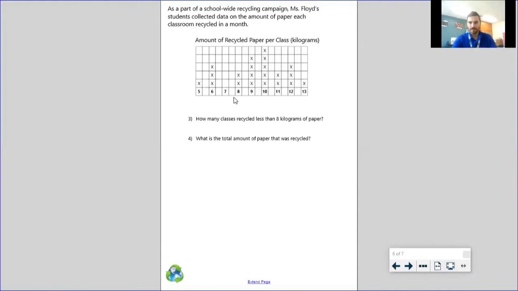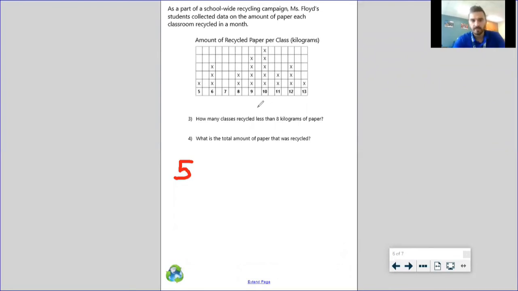Okay, so I'm going to get my annotation button here. Let's see. All right, guys. If I want to know the total amount of paper that was recycled, let's start with the 5 pounds. We had one class that recycled 5 pounds of paper, or 5 kilograms, I'm sorry. Boom, there's 5 kilograms. All right.